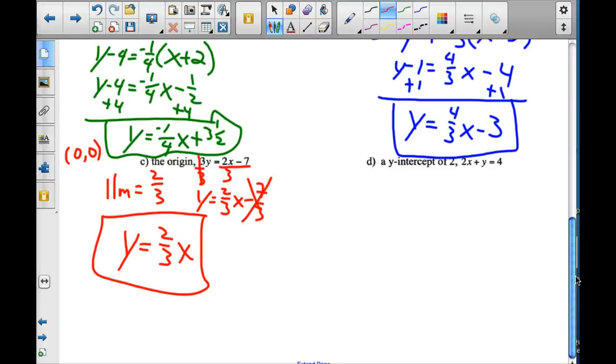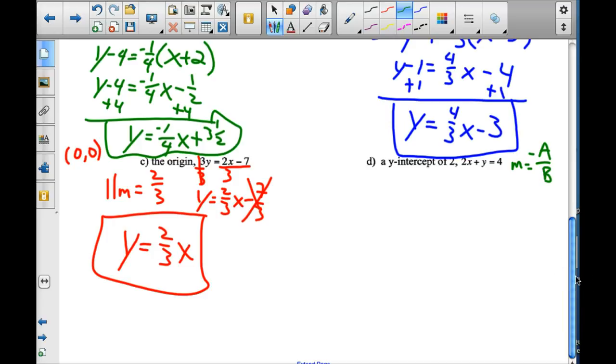All right, last one. Got a y-intercept of 2 and it's parallel to 2x plus y equals 4. Rogo, what form is the given line in right off the bat? Standard form. Okay. Remember, the slope, guys, will be negative a over b. Jot that down. From standard form, the slope is negative a over b.